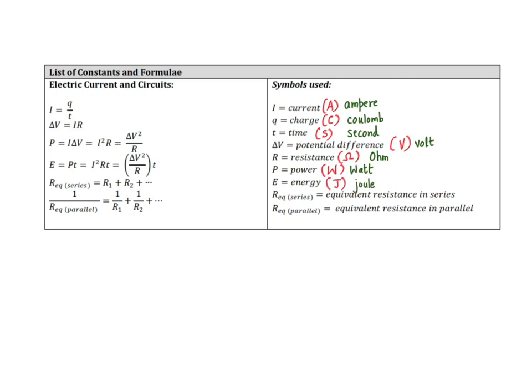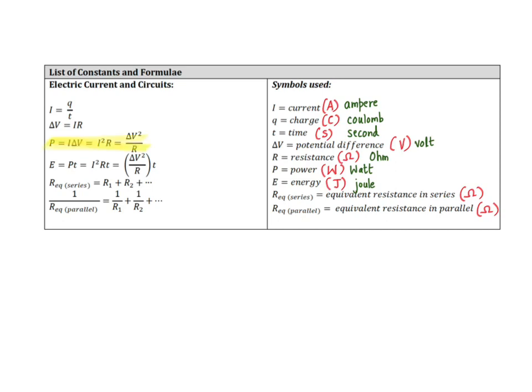Now resistance REQ series means R total in series, and resistance, the unit we already said, it's ohm. Again, REQ parallel means R total in parallel. Equivalent means total. Again, the unit is ohms.